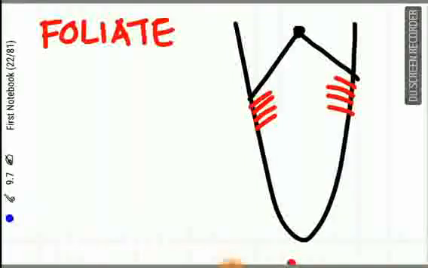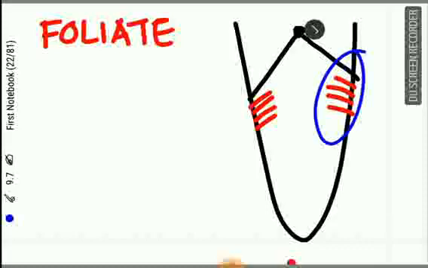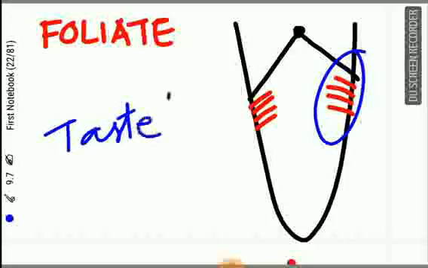Now the fourth papillae is the foliate papillae, which is present on the lateral border of the tongue. They are sharp clefts, and the foliate papillae also contain taste buds.